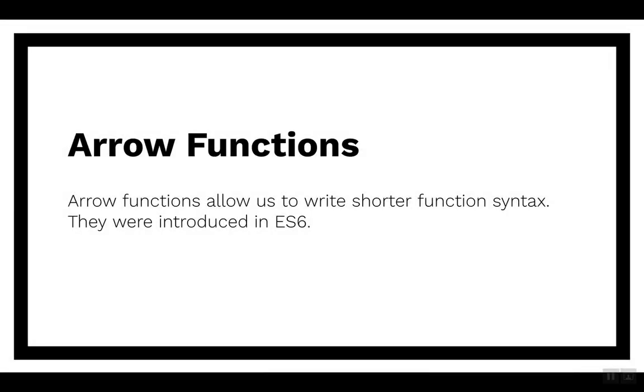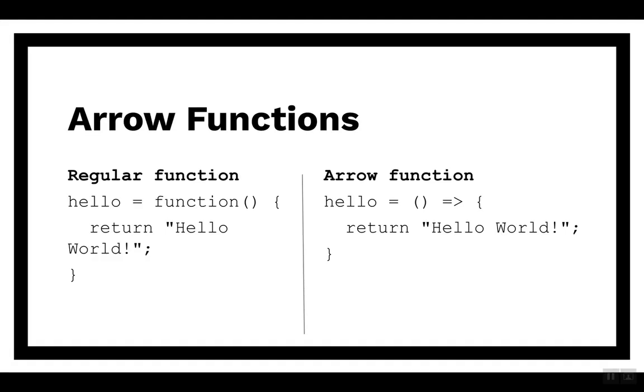So arrow functions are nothing but normal functions, but they allow us to write in a much shorter format, and they were introduced in ECMAScript 6. This is a key differentiating factor between a regular function and an arrow function. Arrow functions are also called fat arrow because of this specific literal right here. They allow us to write clear and concise code.